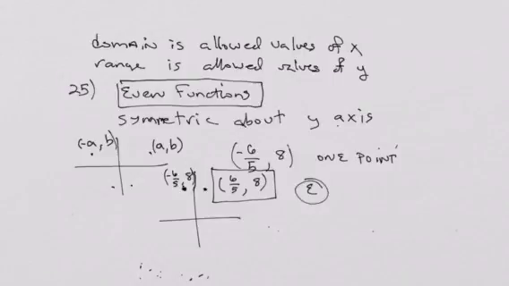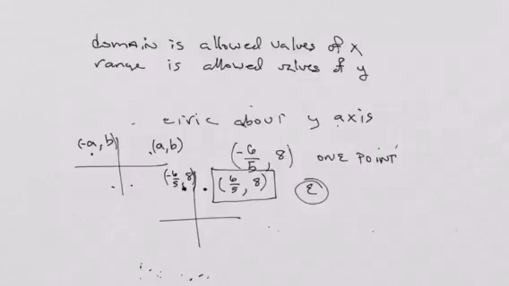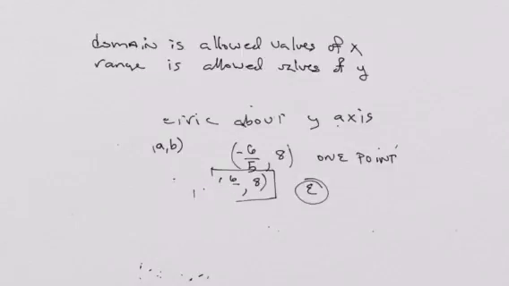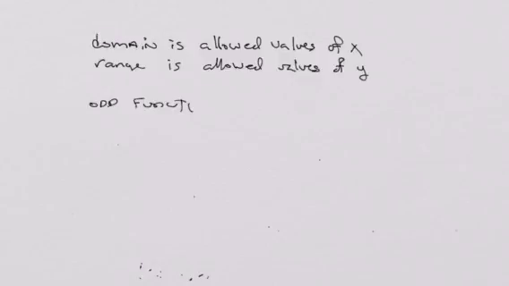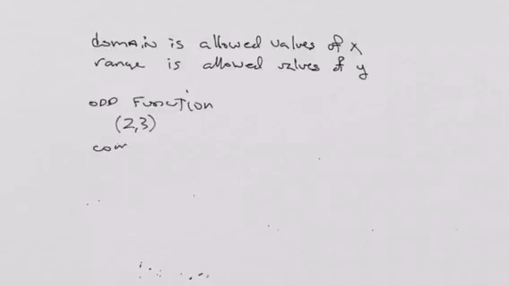Just for the heck of it, I'm going to talk about odd functions. Odd functions are a little different. Odd functions are symmetric about the origin. So we'll make up a problem similar to this one. Let's say it's an odd function. And it doesn't matter what point you pick. Let's say it's the point 2, 3. So we got to come up with another point.